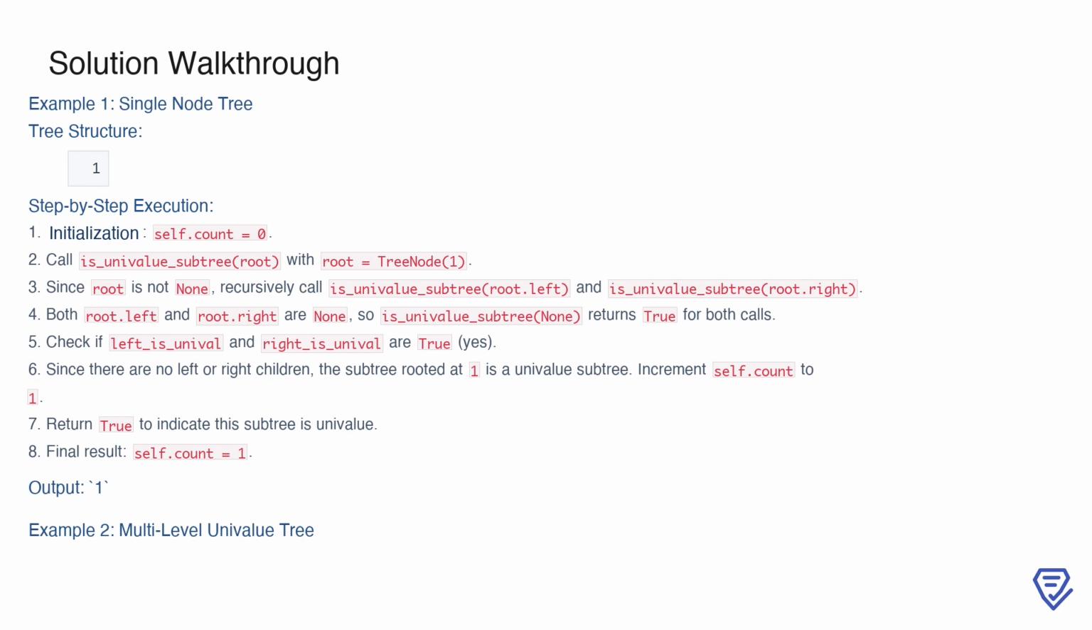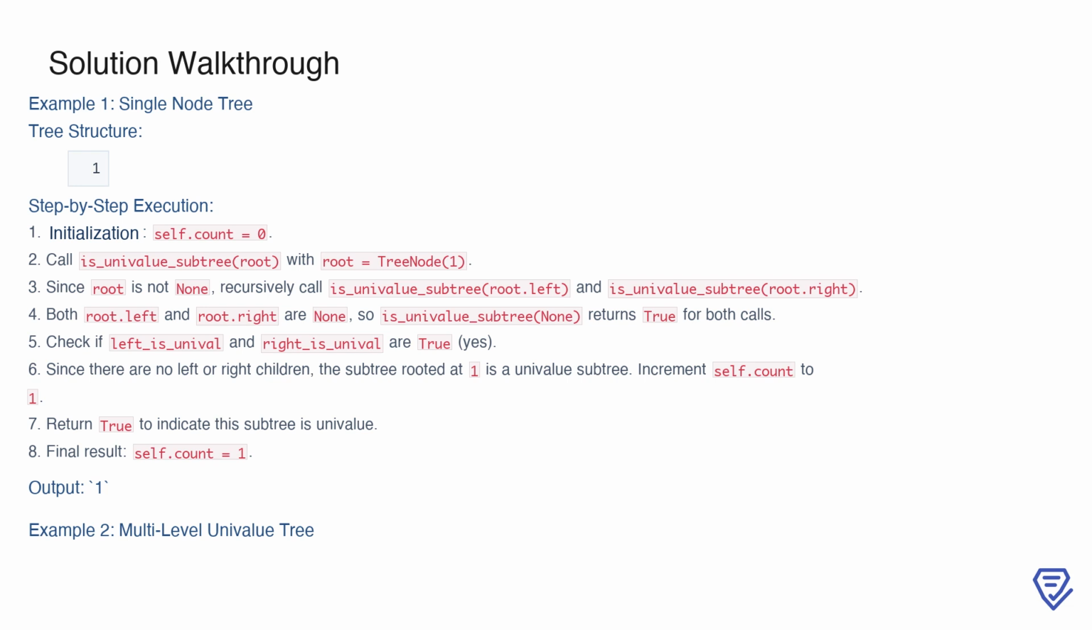First, we initialize the count of Univalue subtrees to 0. Then, we call the helper function is_Univalue_Subtree with the root node as the argument. Since the root is not null, we proceed to check its left and right children. Both the left and right children are null, so when the helper function is called with these null nodes, it returns true, indicating that null children are considered univalue subtrees.